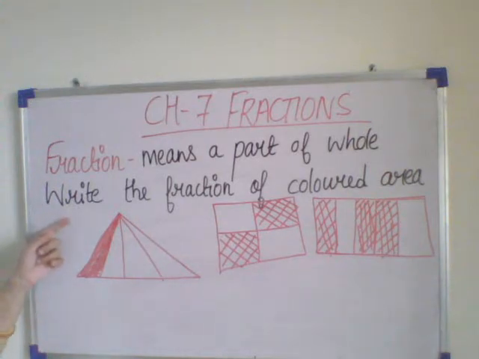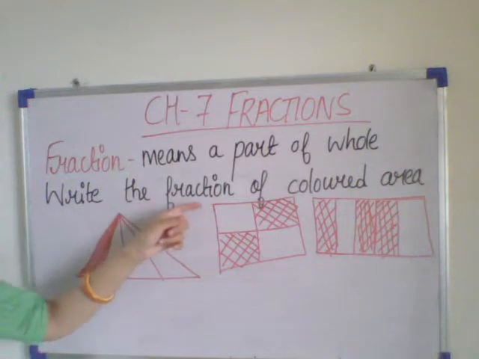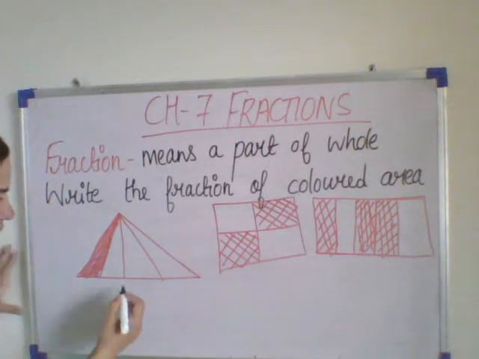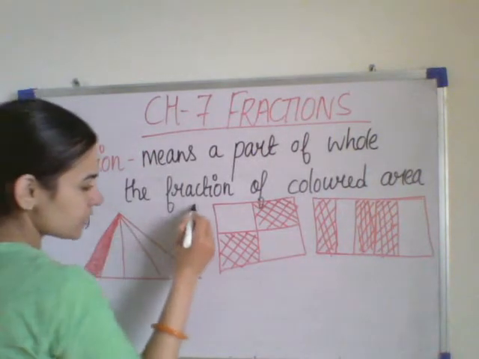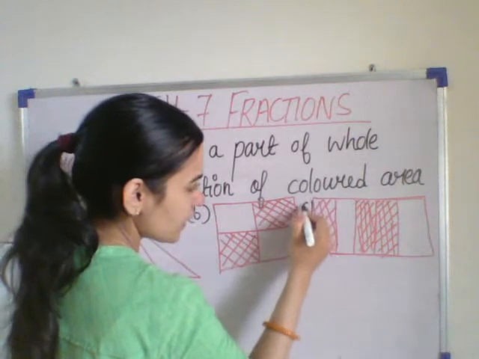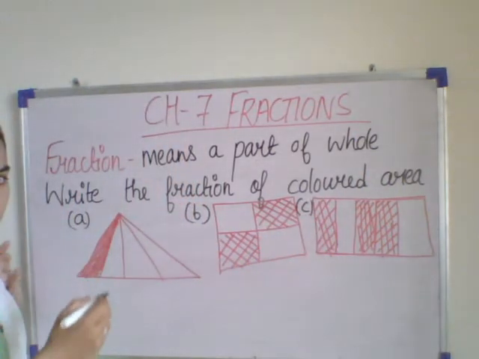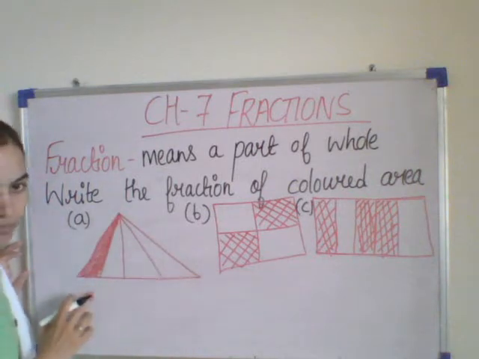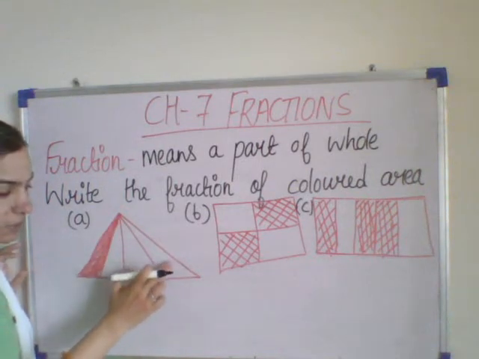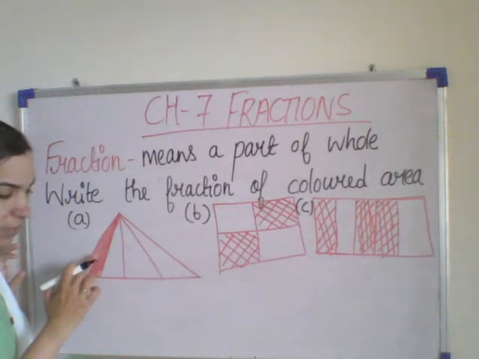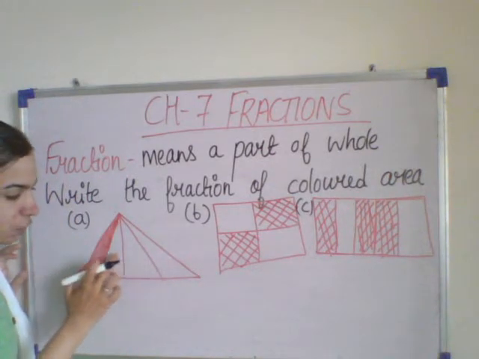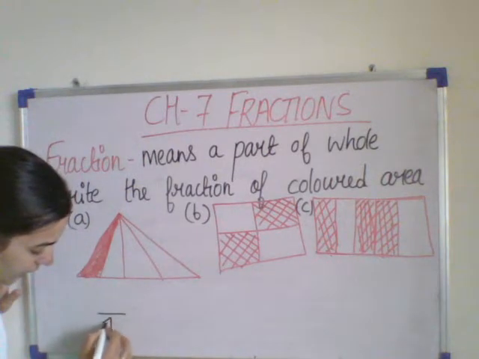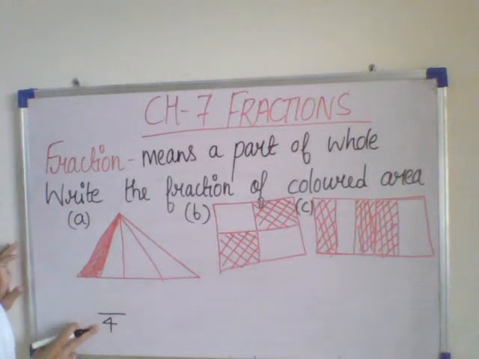Here I have written a question. Write the fraction of colored area. I have drawn here three figures. This is A, this one figure is B, and this one figure is C. Now look at the first figure, this A. I have drawn a triangle. I have divided it into how many parts? 1, 2, 3 and 4. It is divided into 4 equal parts. So in the denominator, that is at the downside, I will be writing 4.